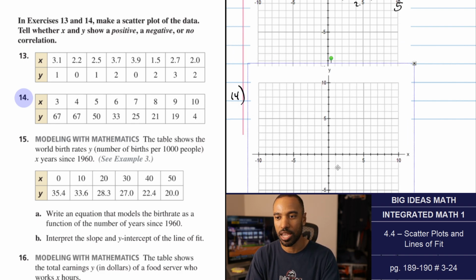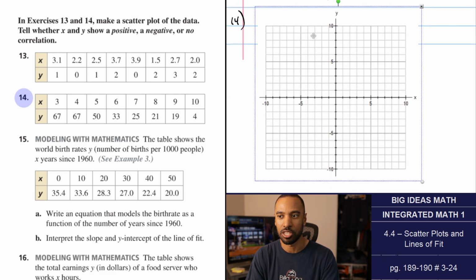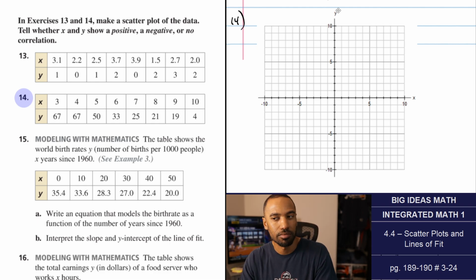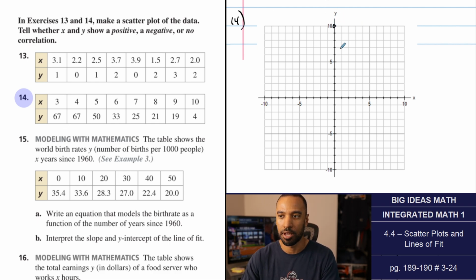Now, what I do have to change on this one is my scale on y's. My x's can go by 1s. My y's probably just want to go by 10s. Doesn't matter that this goes up to 100, even though my top's 67. I think I'll fit what I can best here.